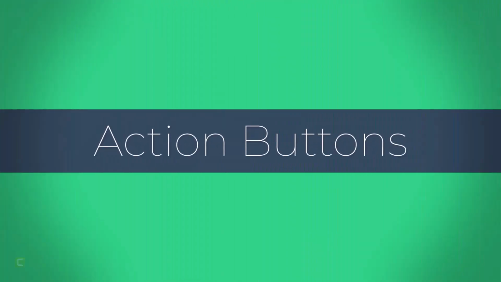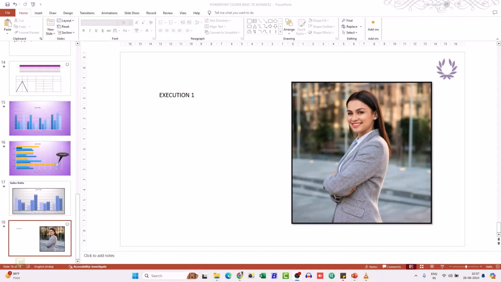Hello everyone. Welcome once again. In this video, we are going to learn about action buttons. Using action buttons in PowerPoint adds interactivity to your presentation. Action buttons are clickable shapes that can be set to perform specific tasks, such as moving to the next slide, opening a website, or playing a video. They make it easy to navigate your presentation in a non-linear way, which is great for interactive presentations and quizzes.